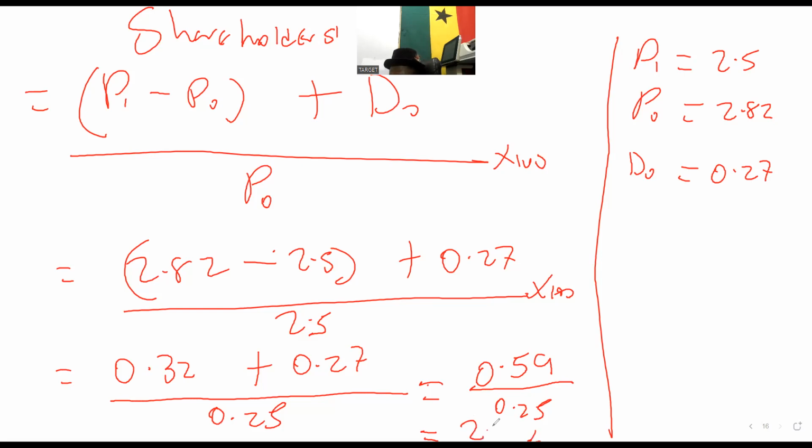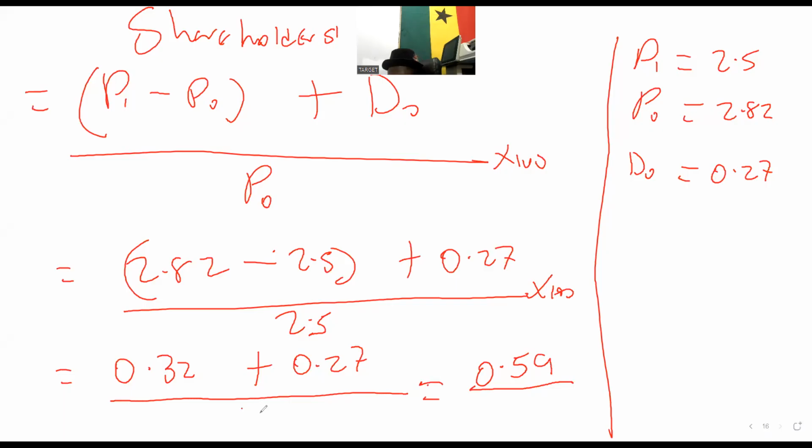Good. So 236. No, in fact, I keyed in a wrong value. This should be 2.5, so I have to repeat it here. That one should be 2.5 throughout. So let's go again with 2.5. That's 23.6. All right, so 23.6%.